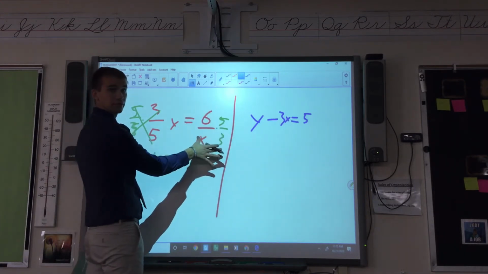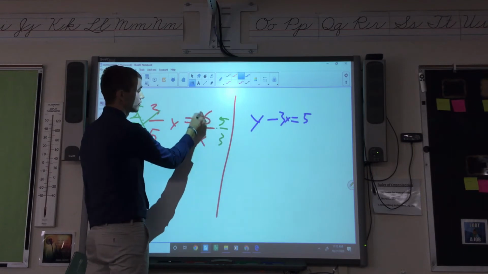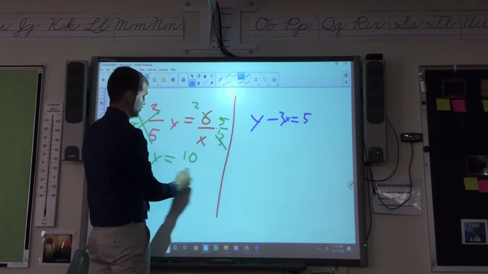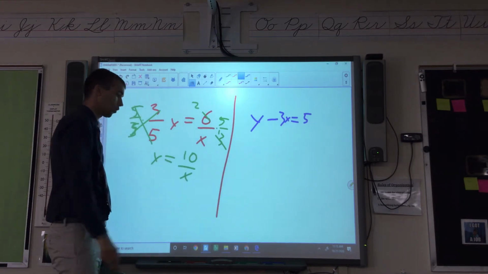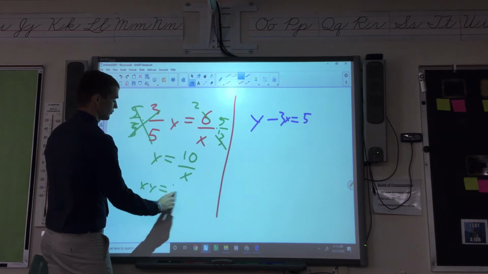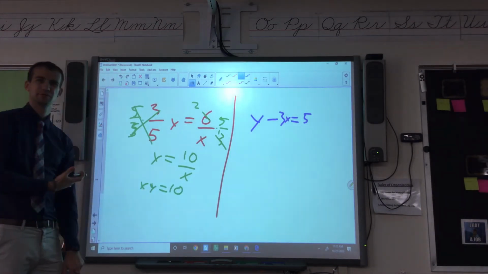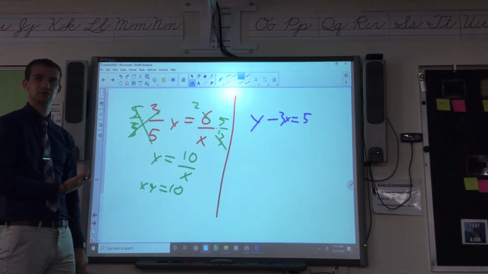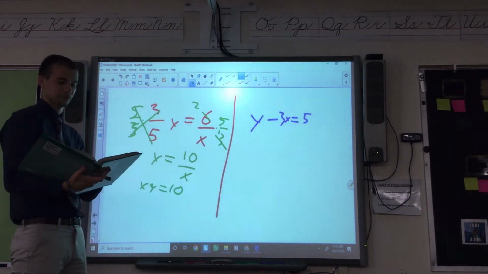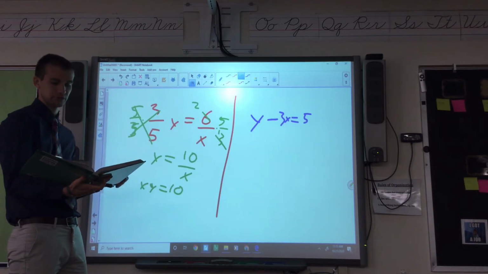6 over x. Anything that we can cancel here? Yep, this becomes 1, this becomes 2. 2 times 5 is 10. So 10 over x. Or, because we know we can multiply by x on both sides, xy equals 10. Is it a coincidence that we got the exact same answer as before? Yeah, it's totally a coincidence. You just happen to have different questions, but the answer is 10 here still.